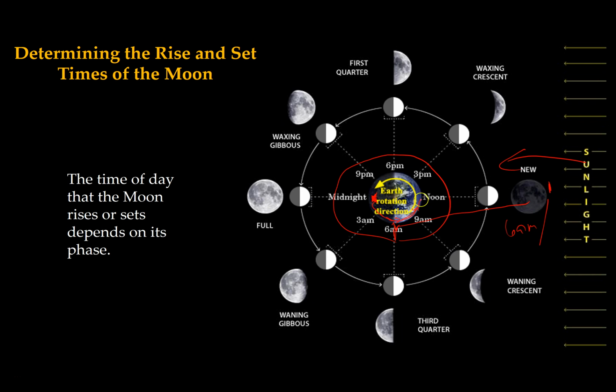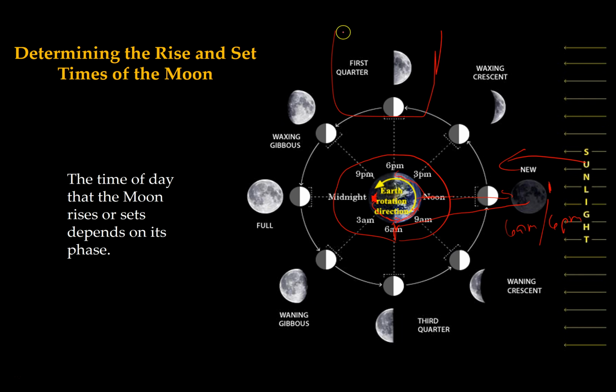As you keep on going, there's where the new moon would be at its meridian. That's its highest point in the sky. So that's noon. And then that moon would actually set at 6 p.m. So whenever you start looking at this, if we could actually see a new moon, the rise time would be 6 a.m. The set time would be 6 p.m.